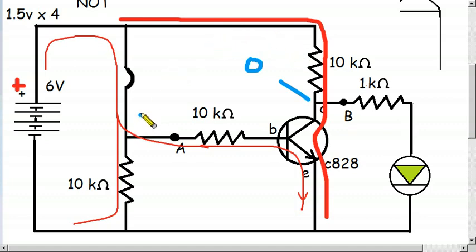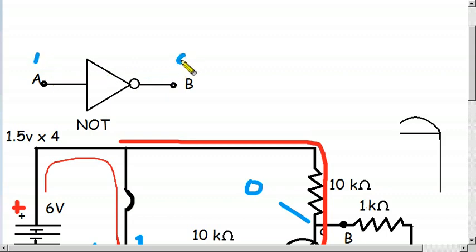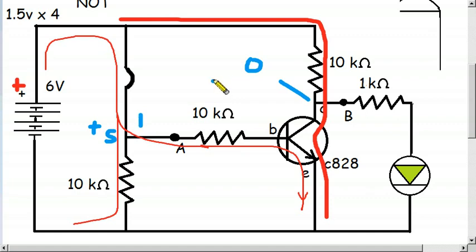That means this place is 1, because the current is there, positive 5 volt is here, approximately 6. So this place is high, or logically we say 1. Then this place is 0 logically, that means 0 volt. So this LED doesn't get any voltage, therefore it doesn't light up. So when input is 1, output is 0, that you can see from this circuit.